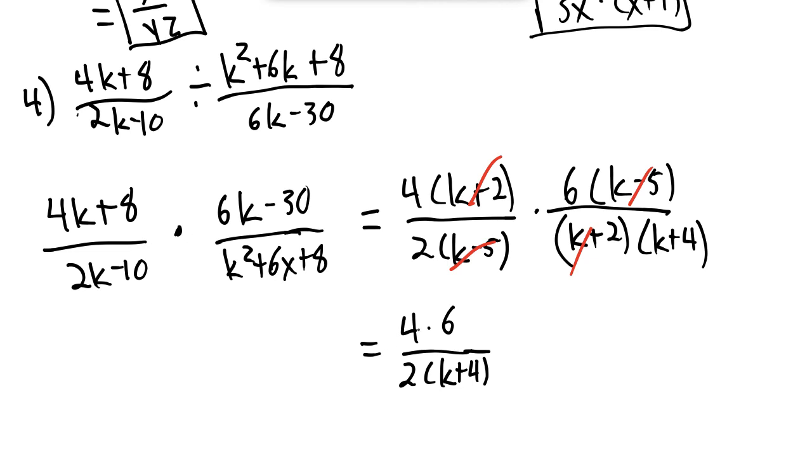Right. Now we also have a 2 in the bottom, and in the top we have a couple of 2's we can cancel out. So remember, this is 2 times 2 times 2 times 3. Let's cancel out that 2 on the bottom with one of those. And what are we left with? We're left with 4 times 3, so 12 over k plus 4.